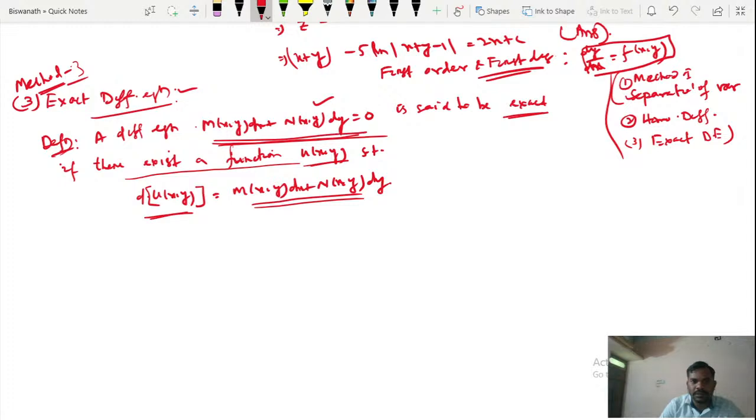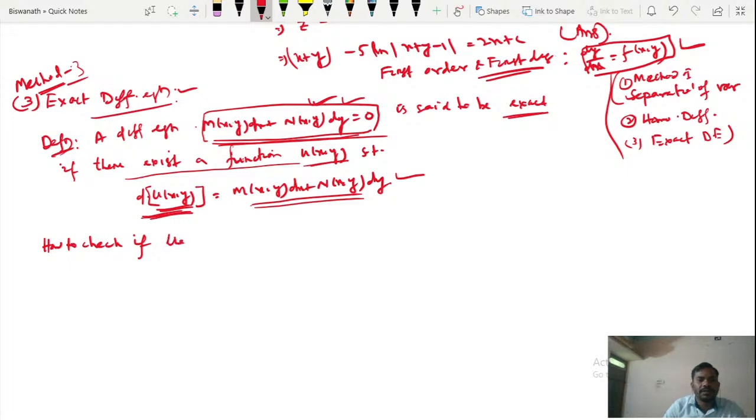If it is given in the standard form of a first order first degree equation, you will reduce it this way. After reduction, it is said to be exact if there exists a function u of xy such that its derivative equals the given expression. There is one more thing. If a differential equation is given, how do you say whether it is exact or not? This is the definition, but how do we check it?